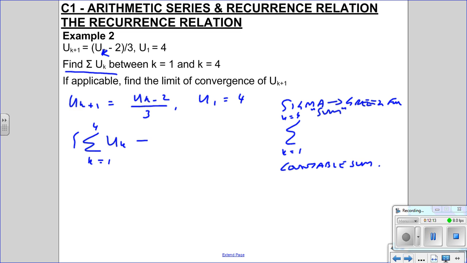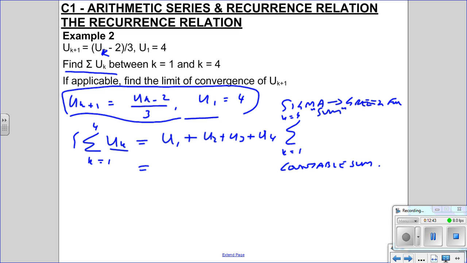So this means it's a series, doesn't it? Because we're summing all of our terms. So let me show you what I mean by this. So uk, where k varies from 1, so u1 plus, all the way up to u4. You see? So I need to find term 1, term 2, term 3, term 4, and then add it together using my recurrence relation. So let's do that.